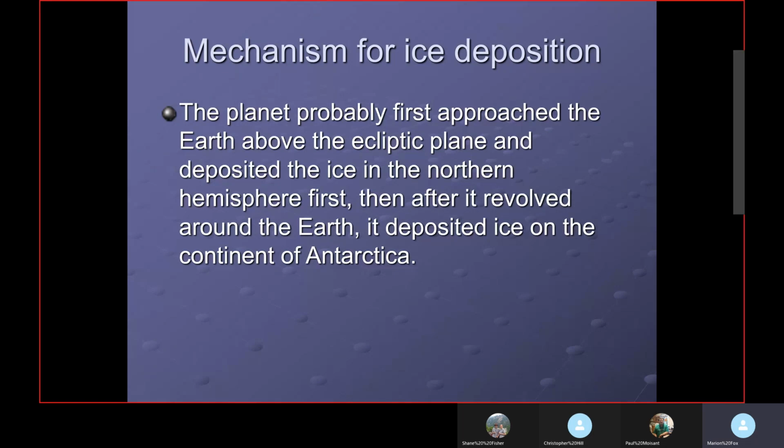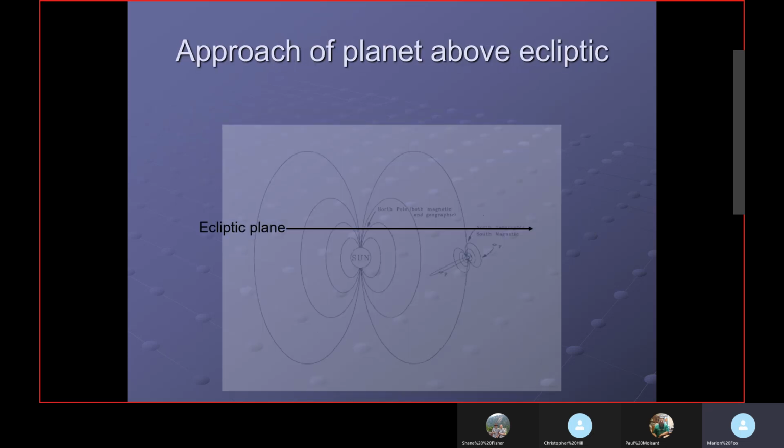The planet first, most likely, according to the evidence that I see, approached the earth above the ecliptic plane. Now, we described the ecliptic plane in the prior lesson as an imaginary line from the center of the sun to the center of the earth. And that would be the ecliptic plane. And it came in above the ecliptic plane and deposited the ice in the northern hemisphere first, and after it revolved around the earth, it deposited the ice on the continent of Antarctica. And so Antarctica was second, it wasn't first.